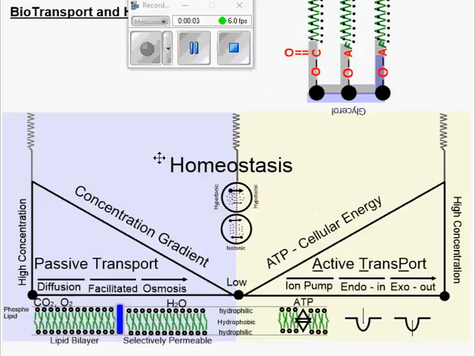Biotransport is all about homeostasis, which means to maintain internal conditions. If we're going to maintain internal conditions, we better have a very good boundary. Who's our boundary? Cell membrane. What's it made of? Phospholipids. How's it arranged? In a lipid bilayer.